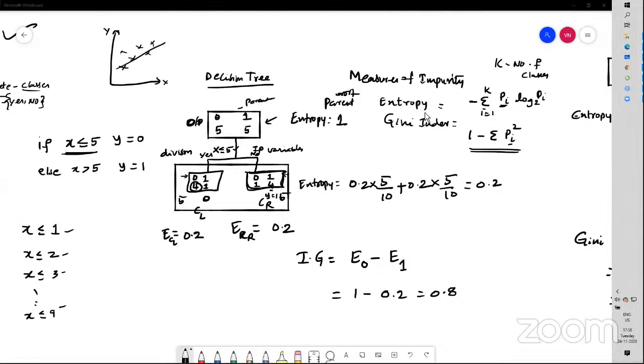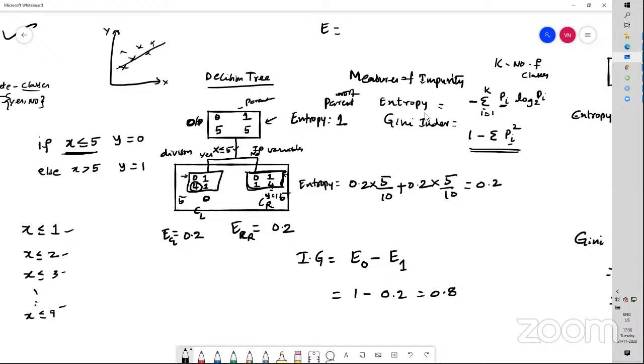The formula for entropy is given like this. Entropy E is equal to minus sigma i equals 1 to k, where k is the number of classes, probability of the ith class into log of the probability of the ith class to the base 2. That's how we compute this entropy.